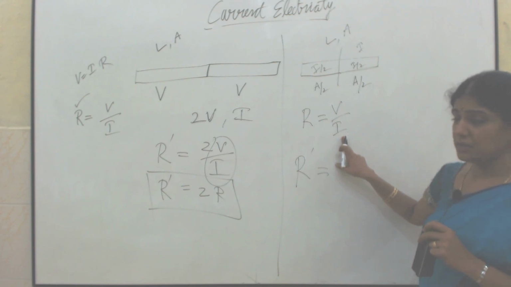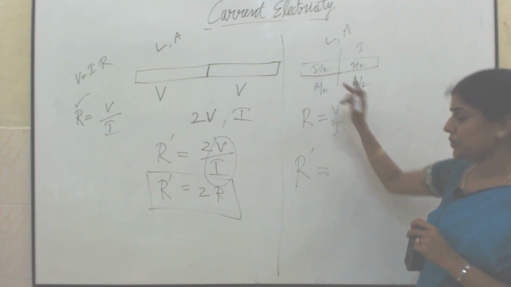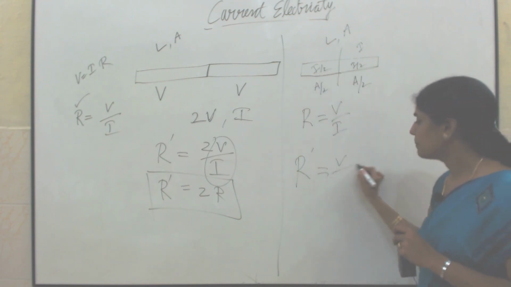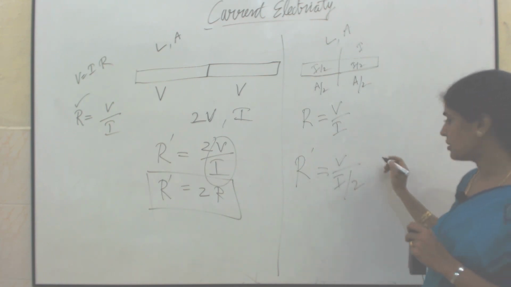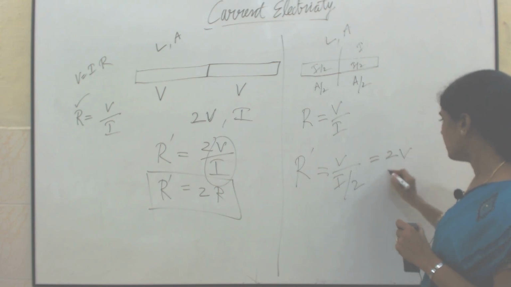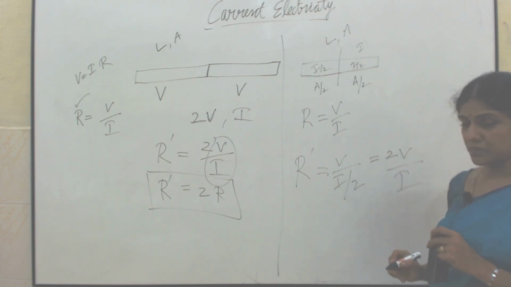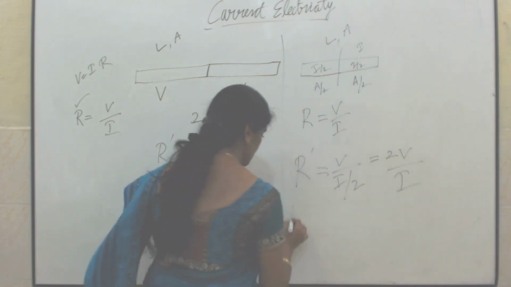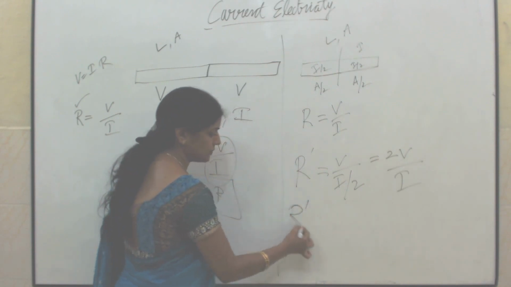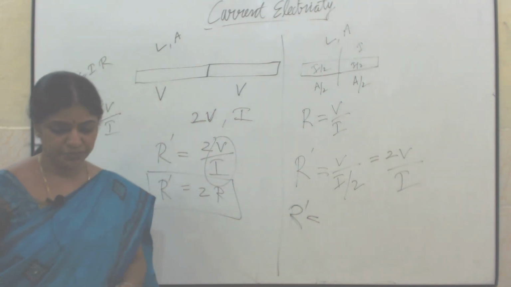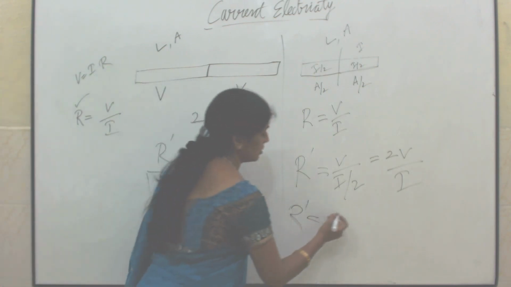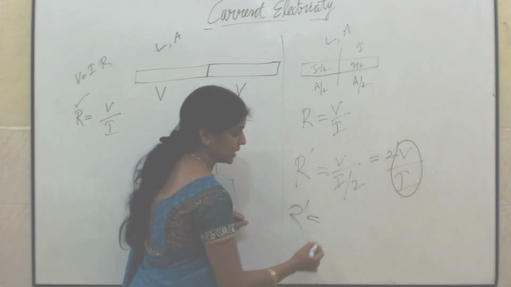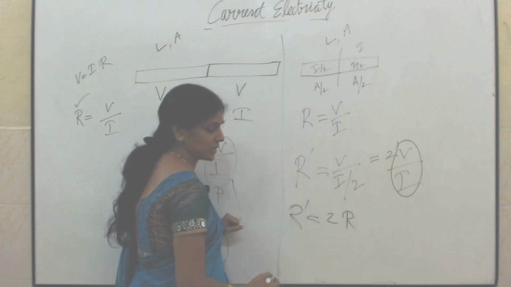What happens to the current? It is I by 2. So V by I by 2. 2 goes to the numerator. It will be 2V by I. So what happens to the new resistance now? R dash is equal to 2V, and this V by I is nothing but your initial resistance.